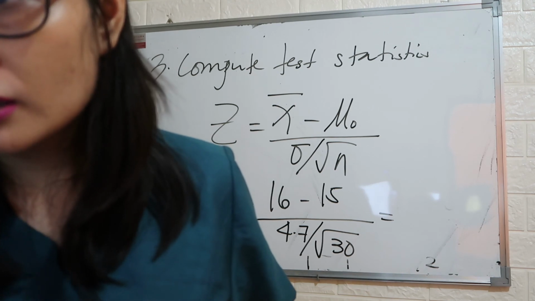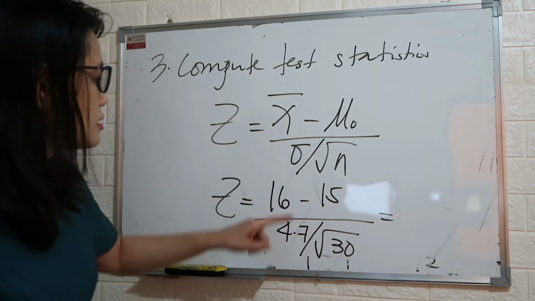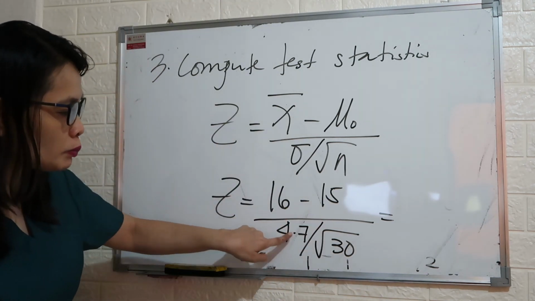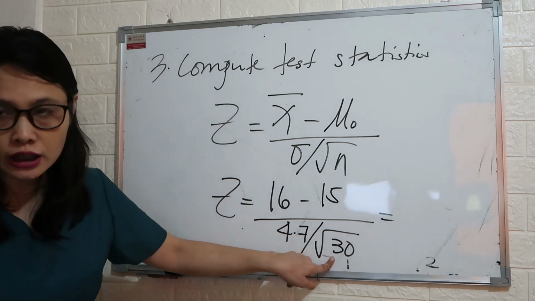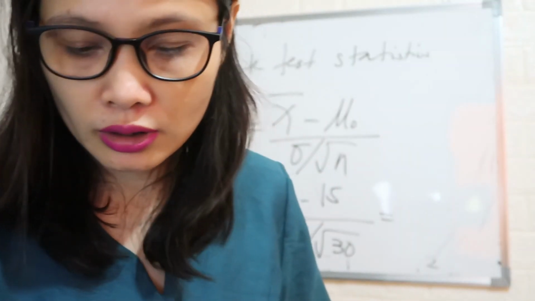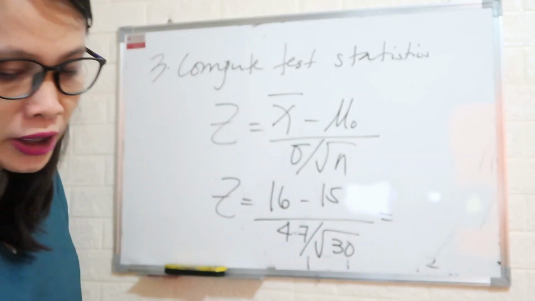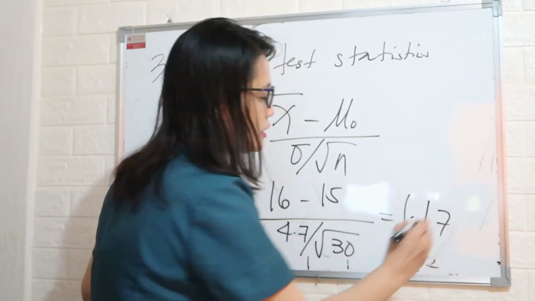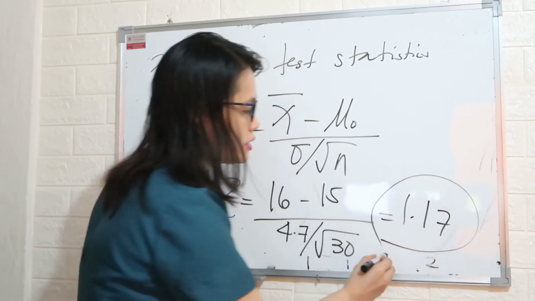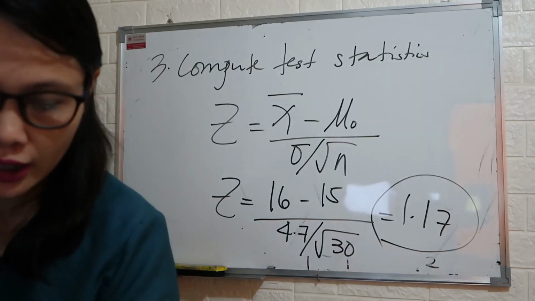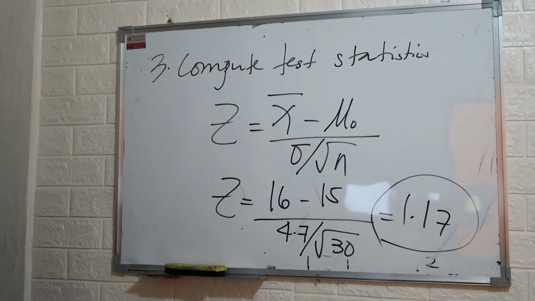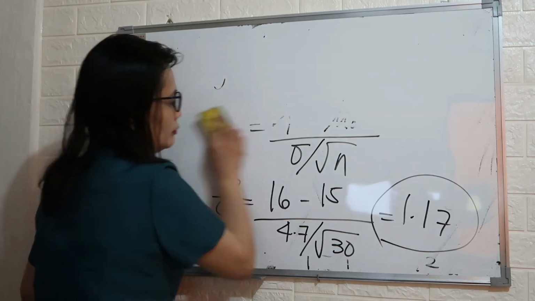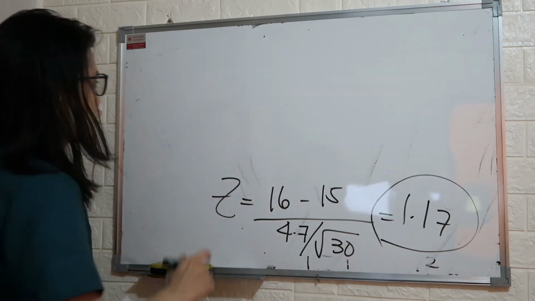16 minus 15 divided by 4.7 over square root of 30. 1.17. Okay, 1.17. So you have 1.17 as the z value. Next, decision, number 4.